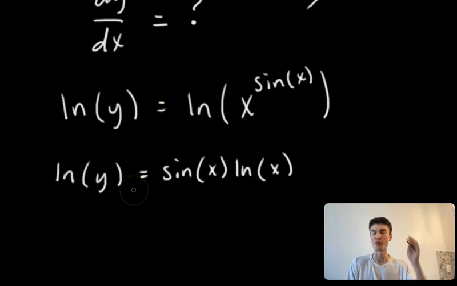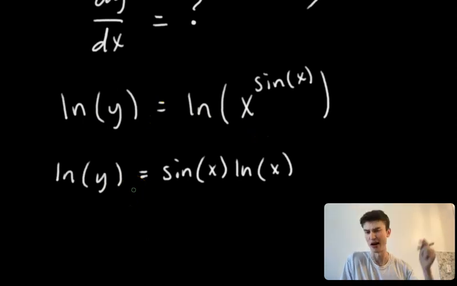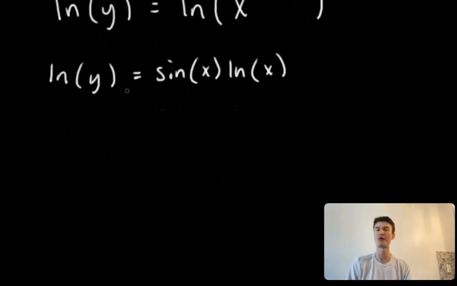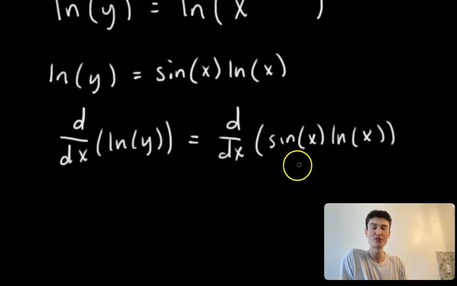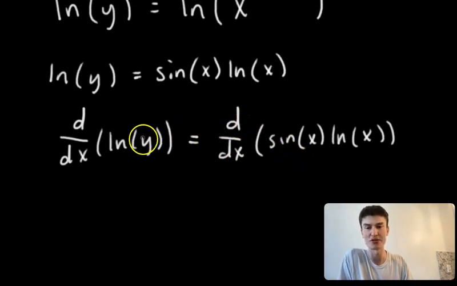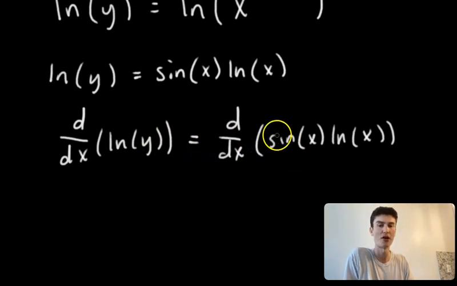Okay, it's at this point where we actually do the derivative. So the next step in any logarithmic differentiation problem is to do d/dx of both sides, take the derivative. These derivatives are a lot easier than the original function because we've used the property of logarithms. So now all we have to do is the chain rule on the left side and the product rule on the right side. So let's do that.